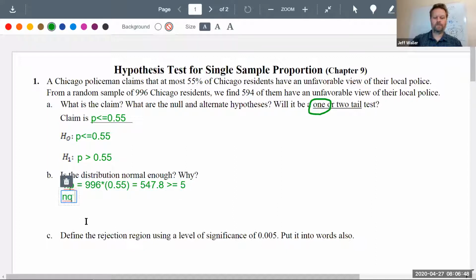And Q would be 996 times 0.45, of course, right? If P is 0.55, Q would have to be 0.45, and that's going to be 448.2. Is that right? Let me see, 989, 95, 986. Yes, that's right. You guys are taking too long with your calculators. So what does that mean, what we just did? Those two things tell me what?